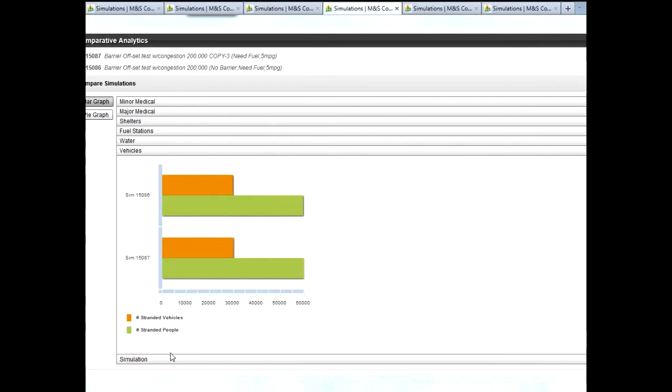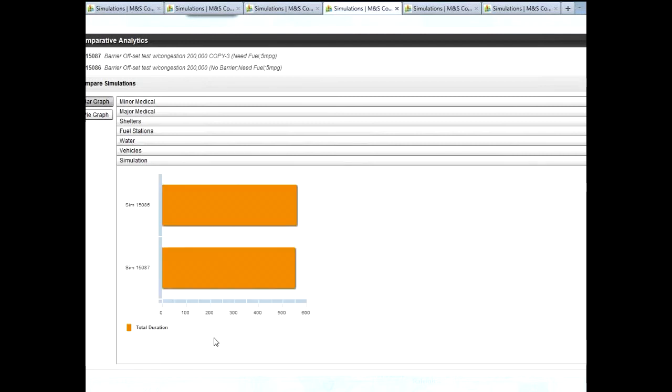Let's see if anybody got stranded. Oh, we did have some stranded people, stranded travelers. The stranded travelers ran out of gas. So we had stranded vehicles and stranded travelers. That means we didn't have enough fuel in our simulated area to accommodate the demand. And both simulations should have taken about the same amount of time. So 551 minutes, 558 minutes.